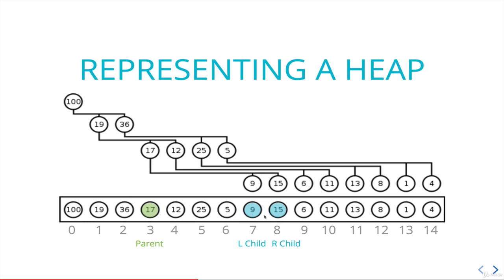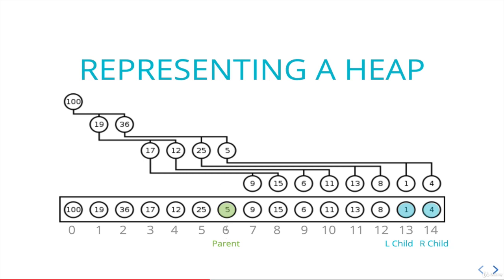So can you figure out the little mathematical relationship here? What if you have an index for a parent, where are its two children located? Here's one more. 5 is the parent. Its children are located at index of 13 and 14.